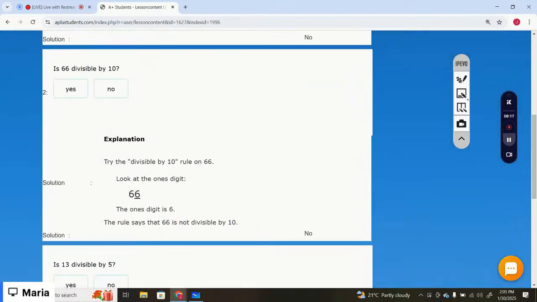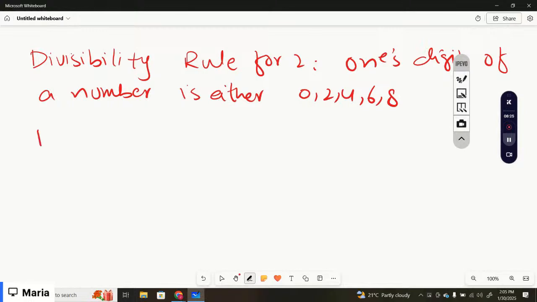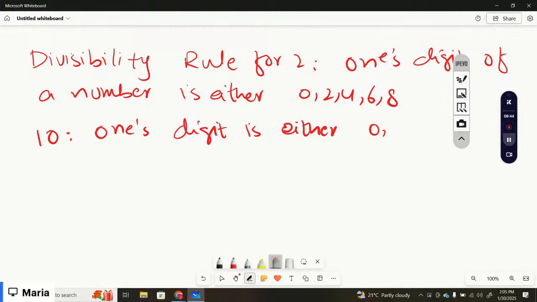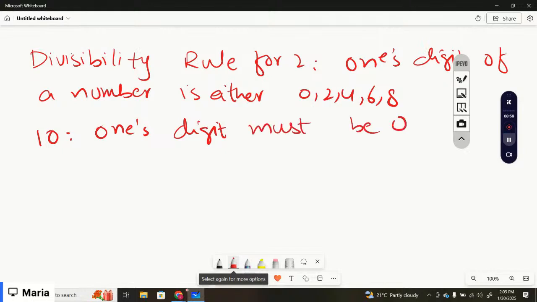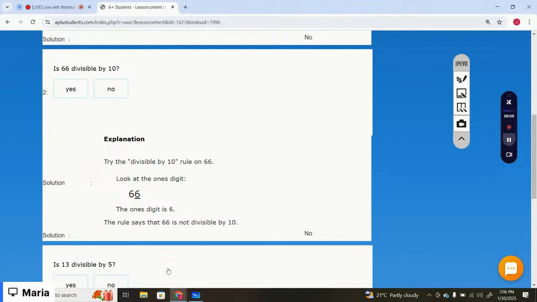Okay, the next example: is 66 divisible by 10? So you need to learn the divisibility rule for 10. The divisibility rule for 10 is that the ones digit must be 0, not either. If the ones digit is 0, that means the number is divisible by 10. So the given number is 66. The ones digit is 6. No, that means it is not divisible by 10.